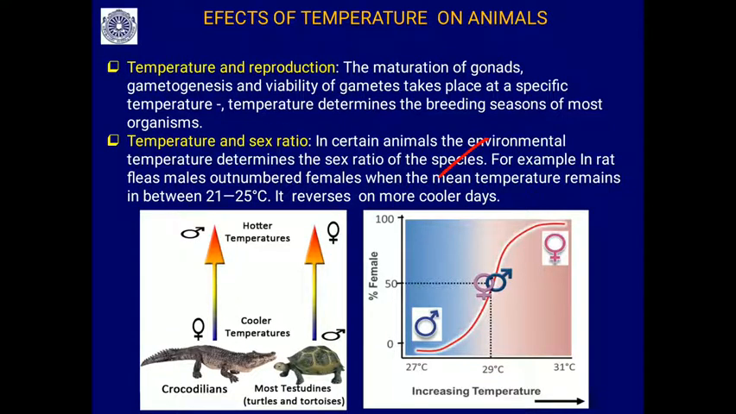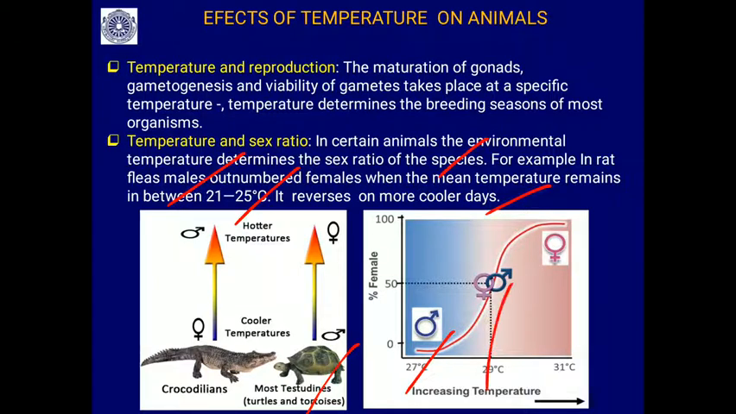For example, in rat fleas, the males outnumber females when the mean temperature remains 21 to 25 degrees centigrade. It reverses on cooler days. Here you can also see it in the case of Testudines, that is turtles and tortoises. At the lower temperature, there are more females.